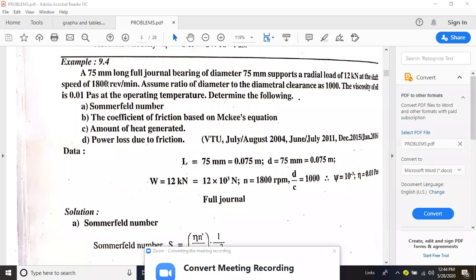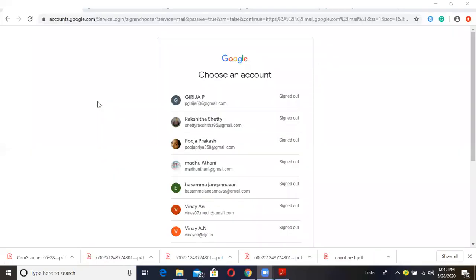So we'll move to the next problem. Next, a 75 mm long full journal bearing of diameter 75 mm supports a radial load of 12 kilonewton at the shaft speed of 1800 revolutions per minute. Assume the ratio of diameter to the diametrical clearance is 1000. The viscosity of an oil is 0.01 Pa·s.